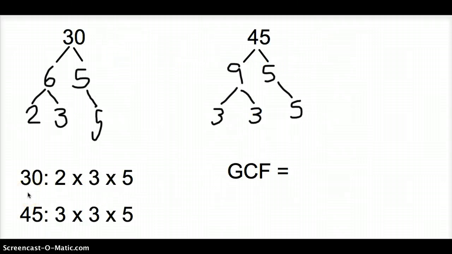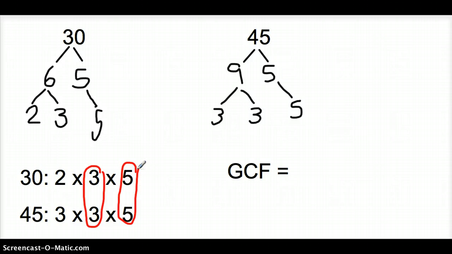I've now rewritten 30 as its prime factors of 2 times 3 times 5. I've rewritten 45 as its prime factors of 3 times 3 times 5. Now we want to make the couples. So we have a pair of 3s and we have a pair of 5s.